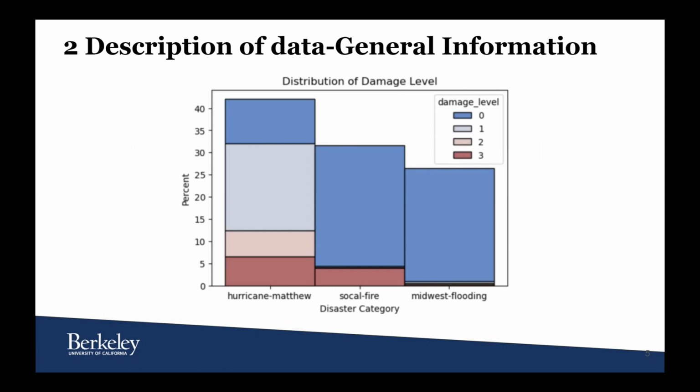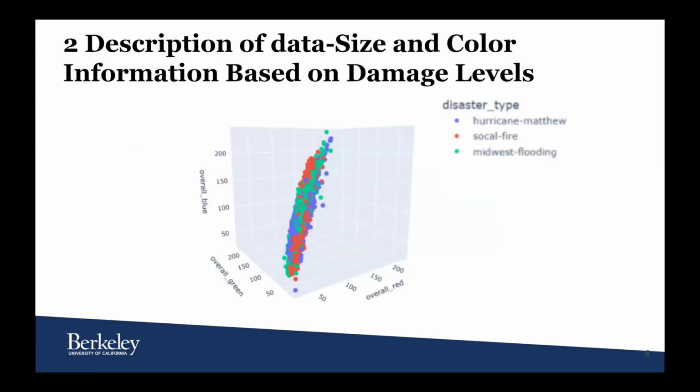On a damage scale from 0 to 3, which is also shown in the picture, the overall average damage level is 0.654, with Hurricane Matthew including the most severe damage, followed by SoCal fire and the Midwest flooding with lighter impacts. Specifically, 15% of Hurricane Matthew images show level 3 damage, compared to 12% of SoCal fire and just 0.84% for Midwest flooding.